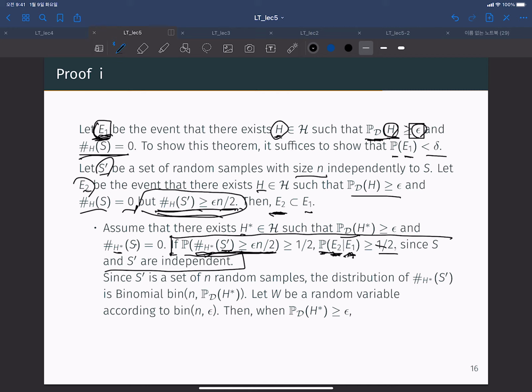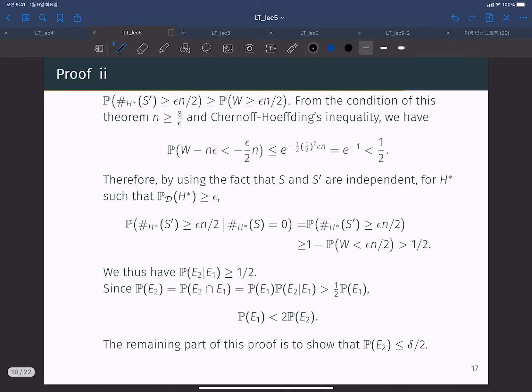Okay. And since S prime is a set of n random samples, the distribution of this is binomial. There are n trials, and the probability is this error probability, P_D of H star. Right. Let W be a random variable according to a binomial distribution like this. And then when this probability parameter is greater than or equal to epsilon, essentially we have this.